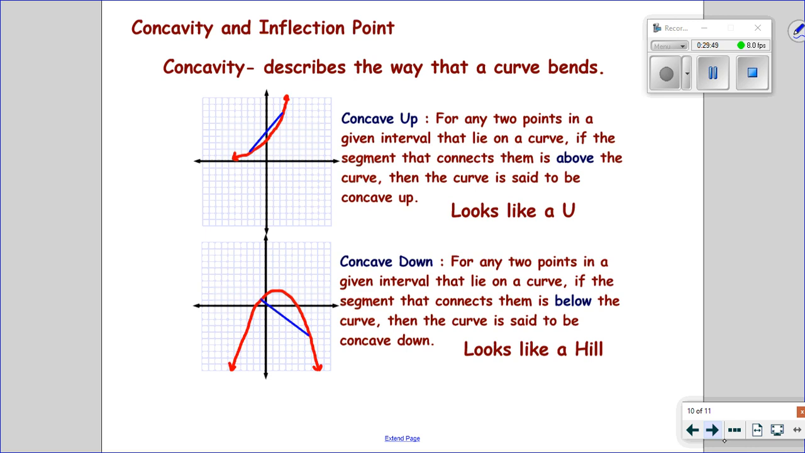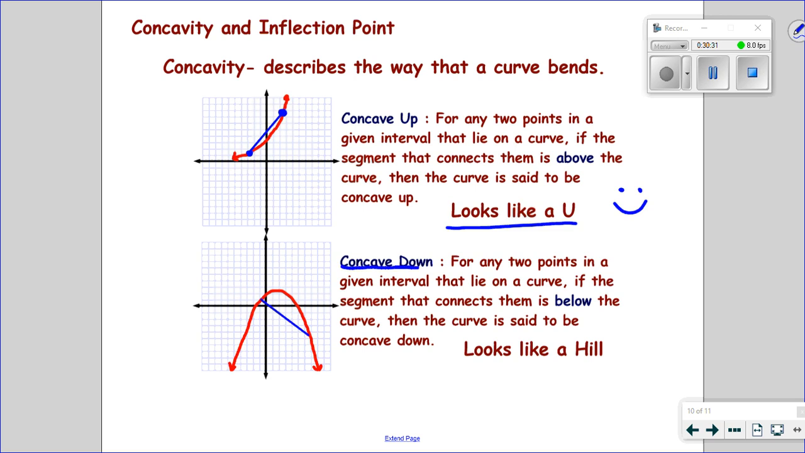Now, very simply, concave up means that the graph looks like a U. Or sometimes we'll say the graph looks like a smile. Now, a more formal definition is for any 2 points in a given interval that lie on a curve, if the segment that connects them is above the curve, then the curve is said to be concave up. So notice this blue segment here. If I picked 2 points on this graph and I connect them with a line segment, the line segment is above the curve or graph of the function.